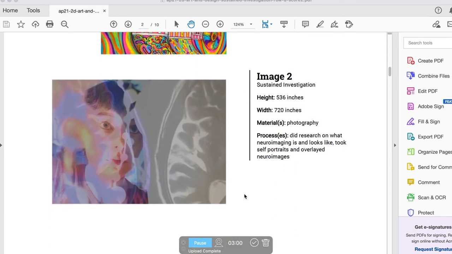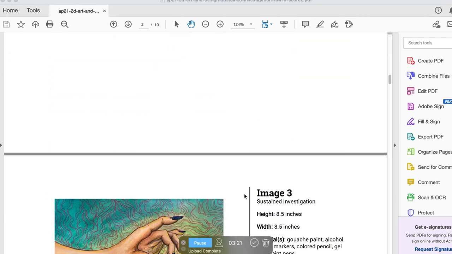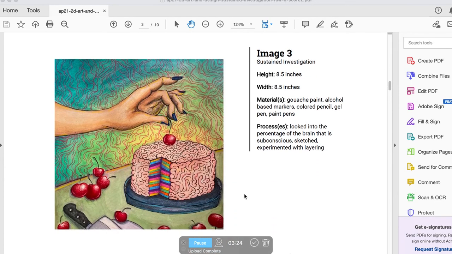Image 2, photography. Processes: did research on what neuroimaging is and looks like, took self-portraits and overlapped neuroimages. If you had to pick one 2D design skill that you think they focused on, what would you guess? Image 3. Materials are gouache paint, alcohol-based markers, colored pencil, gel paint, paint pens. Processes: looked into the percentage of the brain that is subconscious, sketched, experimented with layering.